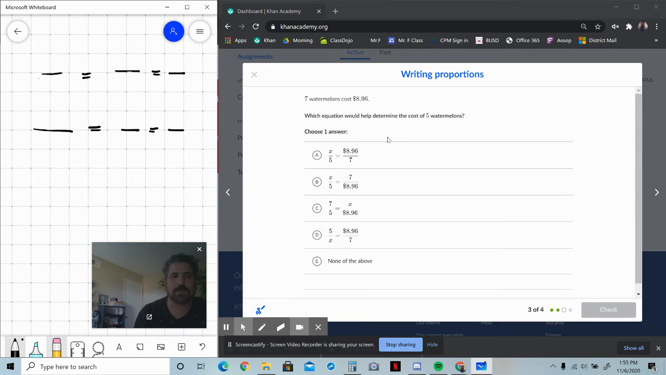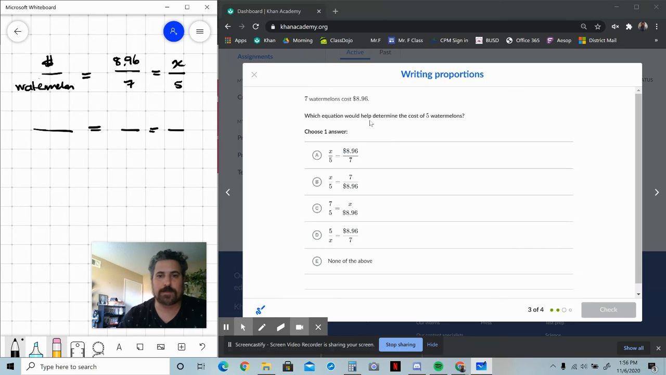So first thing you would do is, I would say price per watermelon is my normal natural go-to. So that means price goes on top and watermelon goes on bottom. And so you'd have 7 watermelons cost you $8.96. If you divide top and bottom by 7, you get the unit price or the cost per watermelon. And so the cost of 5 watermelons, we're going to change the 7 to a 5. We're still talking about watermelons on bottom and cost on top. And the cost of that would be unknown. That's the way I would initially set it up, right? So that's what I would be looking for.